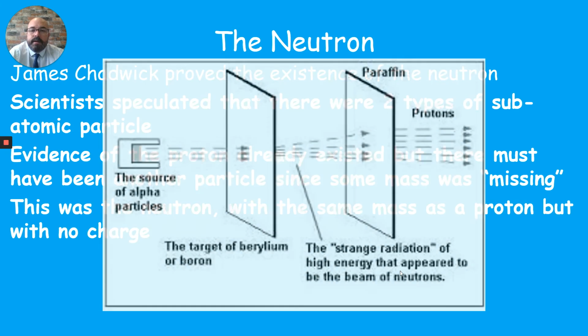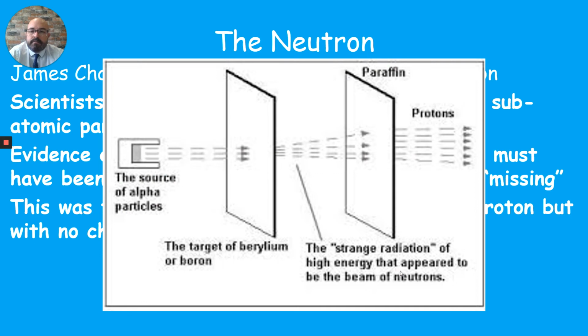And what he did, very similar to the alpha scattering, he fired alpha particles, but this time instead of gold foil, it was at beryllium and boron sheets. And what appeared was this strange radiation. At first it was thought it was gamma radiation, but actually it was the neutrons. So he'd proven that, yes, what scientists thought for years was indeed true. In the nucleus, as well as protons, there were neutrons.